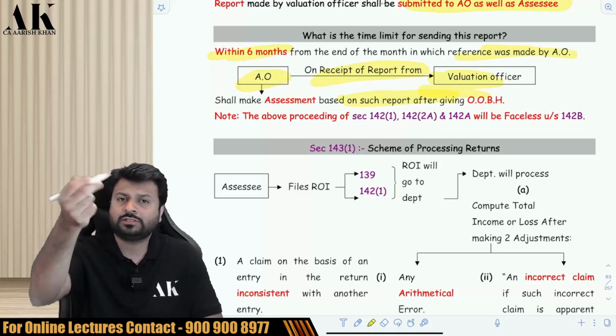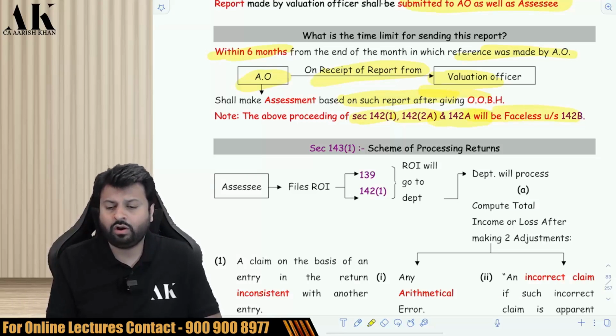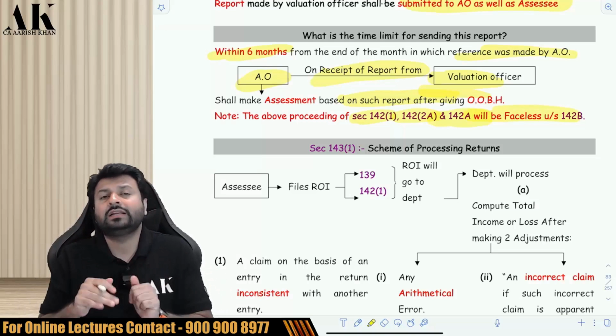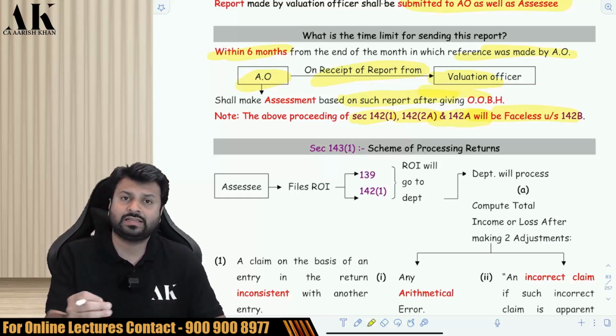Okay. Now, all these proceedings which I have told you, 142(1), 142(2A), all of them are going to be faceless in future. Right now it is not faceless, but the government has promised that all of them are going to be faceless in the near future.